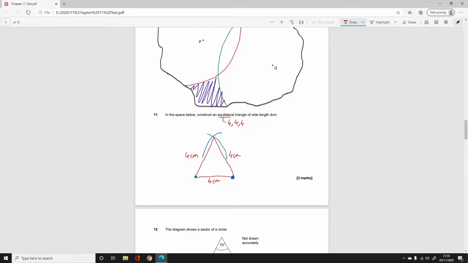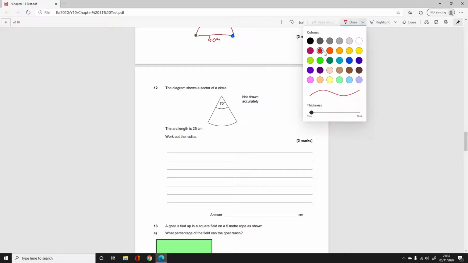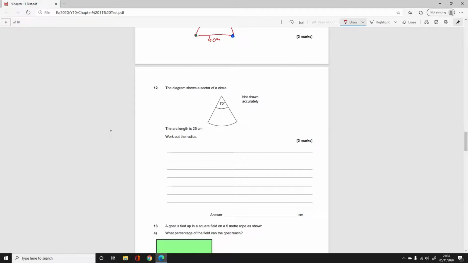Again, I'm well aware the thing on the screen isn't equilateral, but it's the method that I'm trying to get across. Okay, on to the sectors and arcs. We have a sector of a circle with the arc length being 25. Work out the radius.